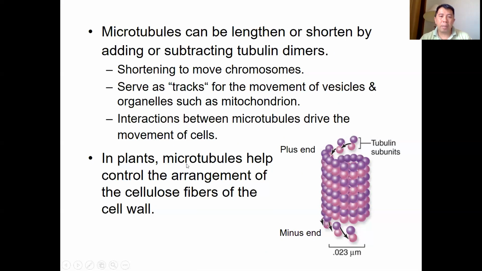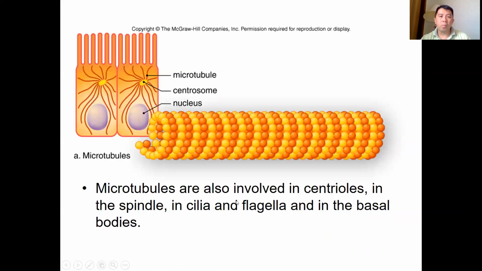In plants, microtubules help to control the arrangement of the cellulose fibers of the cell wall. Microtubules are found in the centrosome here. In an animal cell, in the centrosome, there is a pair of centrioles. From the centrosome, the microtubules are forming. Microtubules are also involved in the formation of the cilia and flagella.